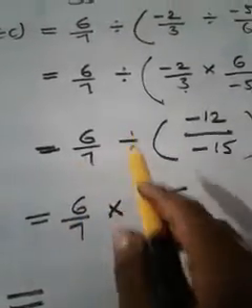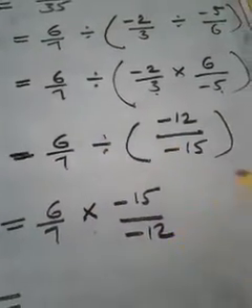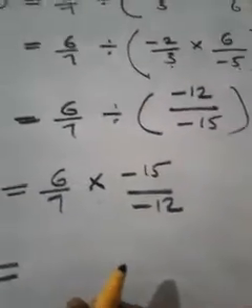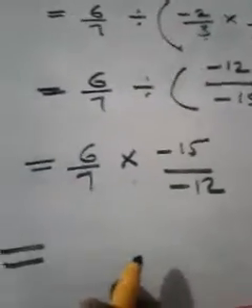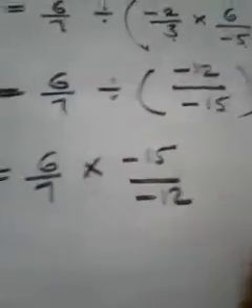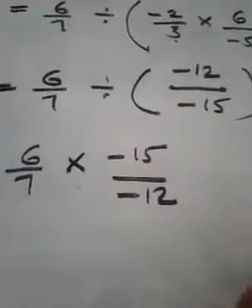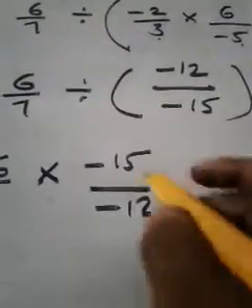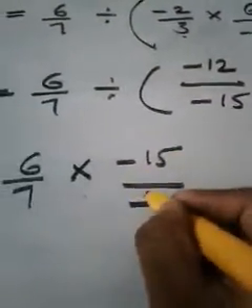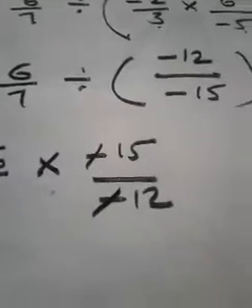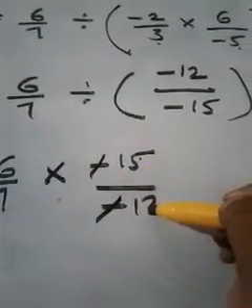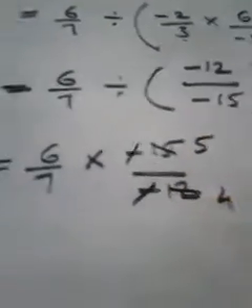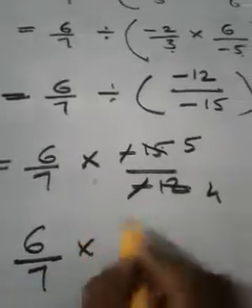Then 6 by 7, the division sign will be multiplication. The reciprocal of minus 12 by minus 15 is minus 15 by minus 12. Now you just see, then it is multiplication. You know how to multiply two fractions. Just before that, is there any simplification possible? Yes. Here in the second fraction we can simplify. By which number can I simplify? Anyway, this minus and minus will get cancelled. Sure. Then is there any common factor for 15 and 12? Yes, 3 is a common factor. In 15 how many 3's are there? 5. In 12 how many 3's are there? 4. So the answer will be 6 by 7 into 5 by 4.